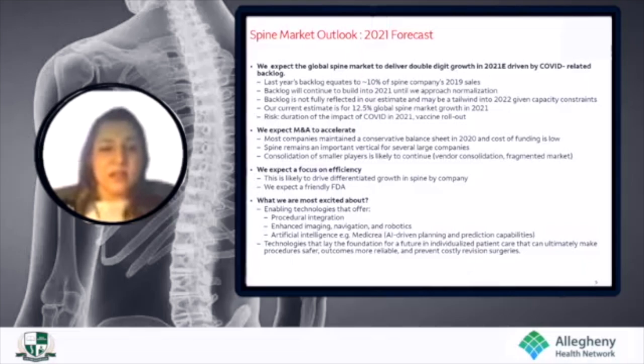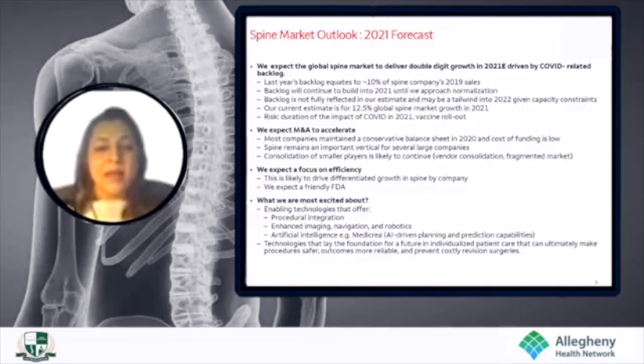The other key takeaway, looking at 2021 and our forecast, is that we would expect M&A to accelerate. Most companies maintained a pretty conservative balance sheet in 2020, and we know that the cost of funding is low. Spine remains an important vertical for several large companies, and consolidation of smaller players is likely to continue. We've talked about vendor consolidation and a fragmented spine market earlier in this talk as well.